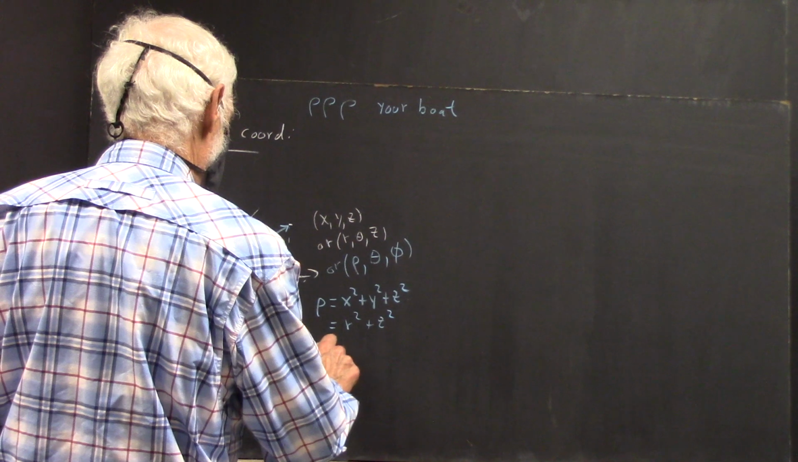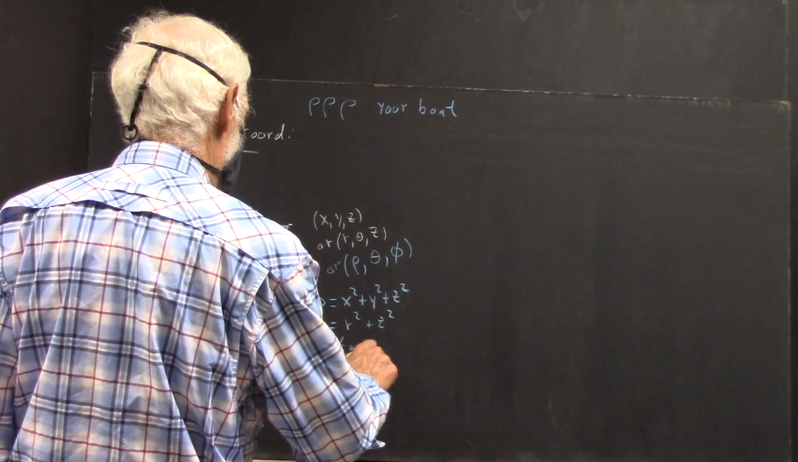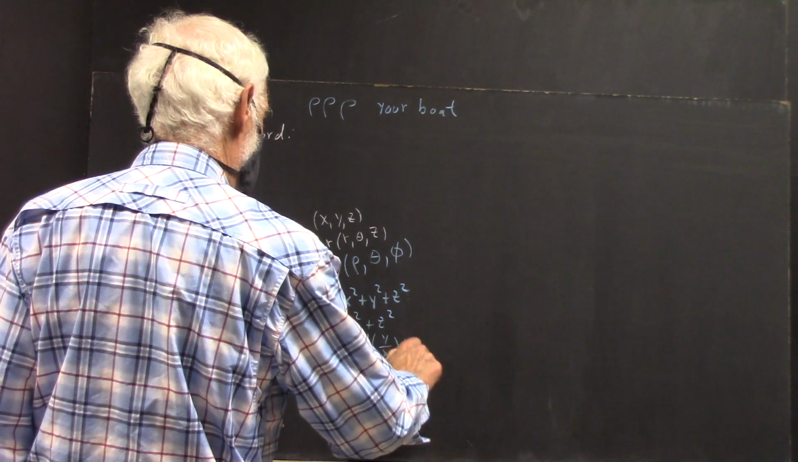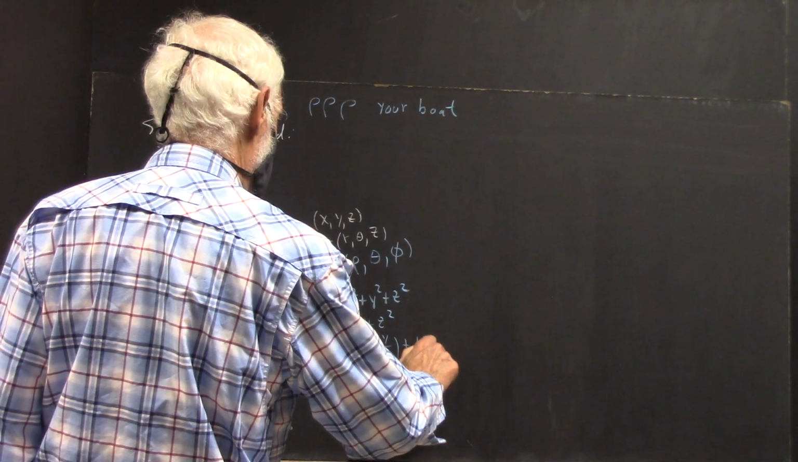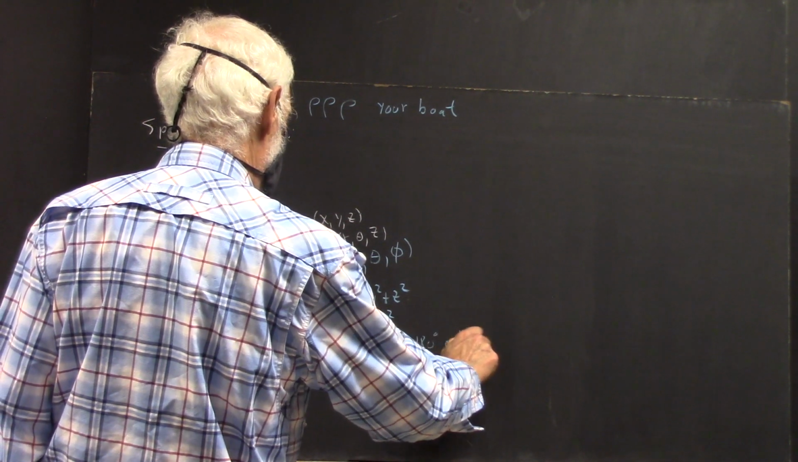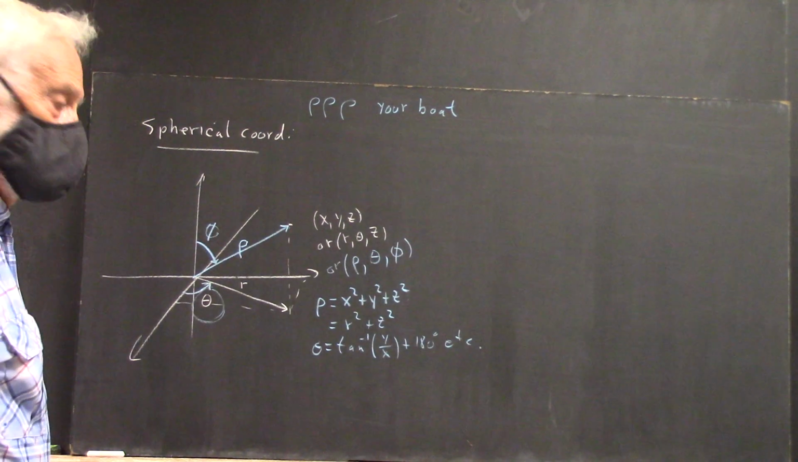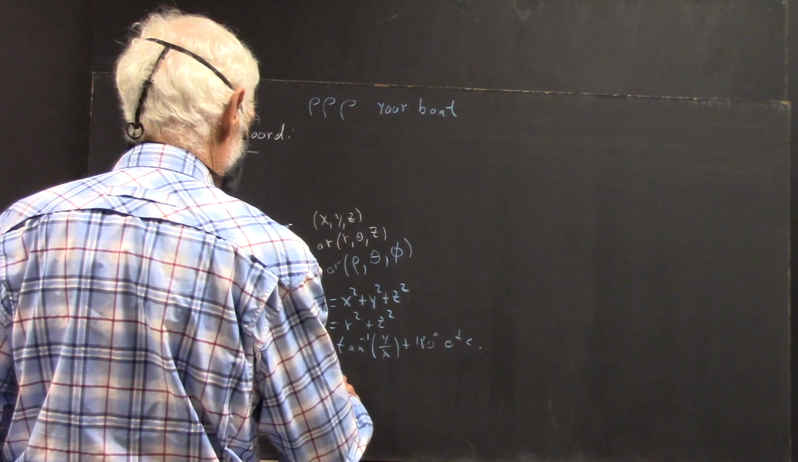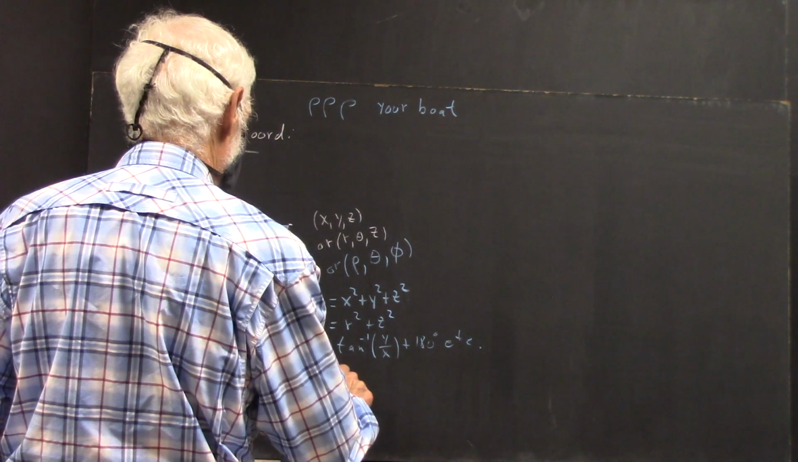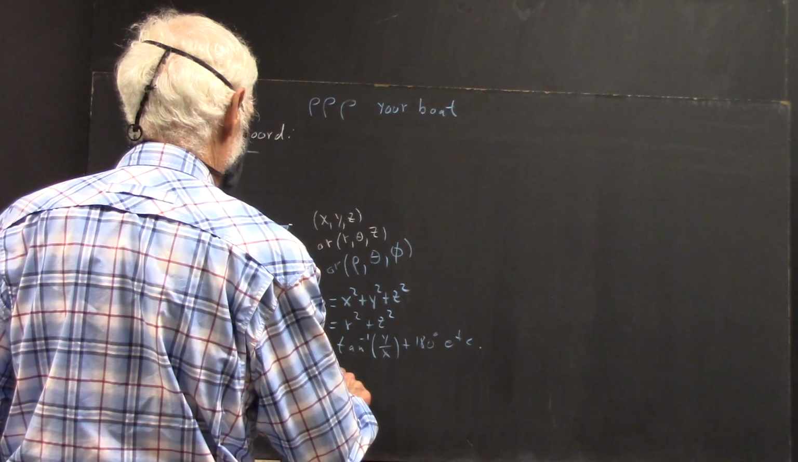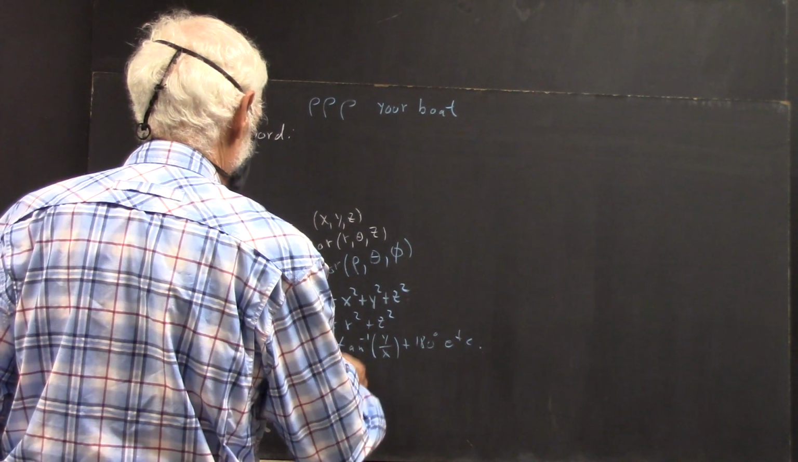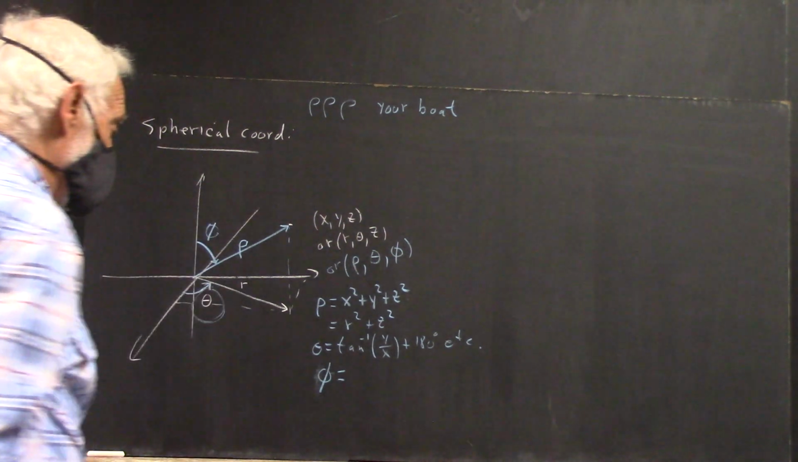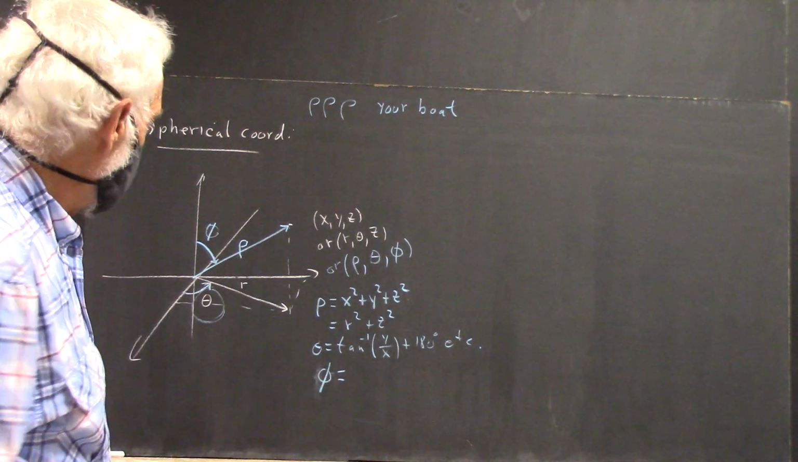Theta, the usual definition, right? And z. Sorry, phi. Going the wrong way. Phi is what?